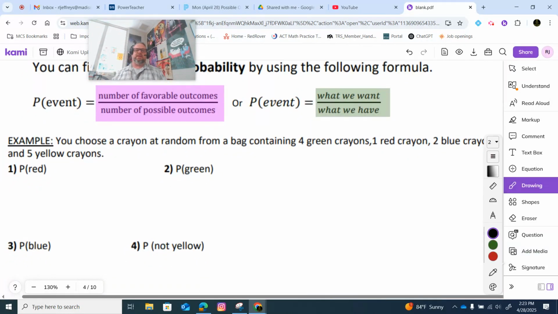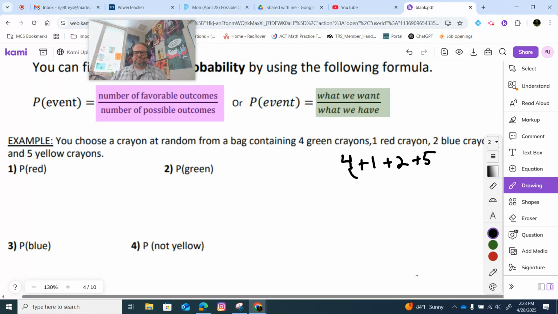So now, we have to keep our probabilities very small and elementary, but I know y'all get together with your friends and have a good time, and your favorite game is to choose crayons out of a bag. All right, so we have 4 plus 1 plus 2 plus 5. So that's 12. So we have 12 crayons.